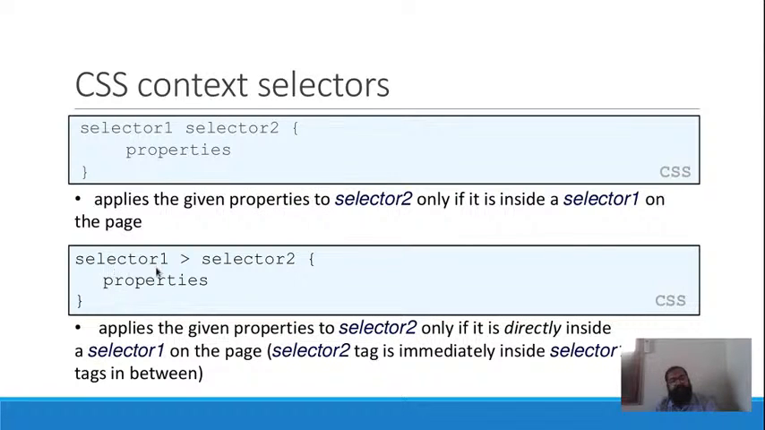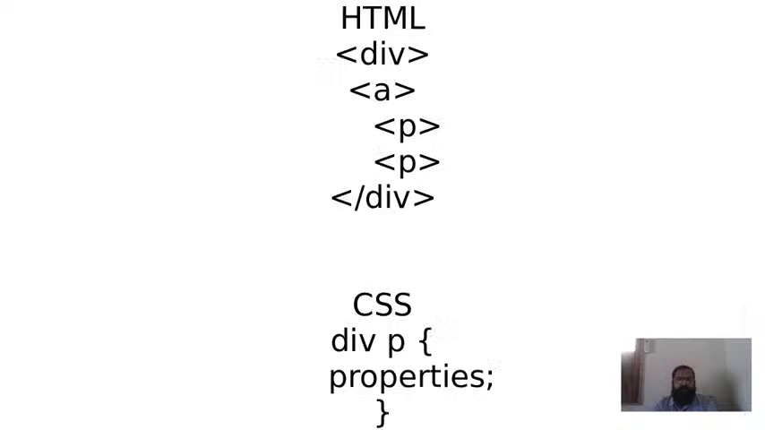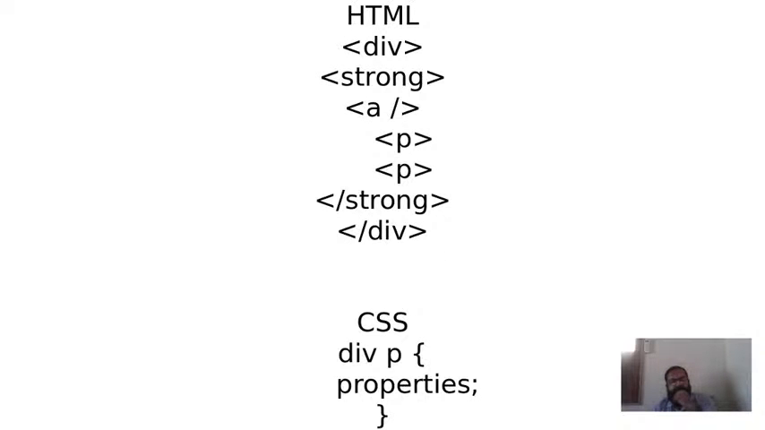Then you have selector 1 greater than selector 2. Okay, so in this one, what I am showing is that for the first case where the div and the p, div space p, the properties that we have seen can be applicable to the HTML that we see on the top part of your screen.